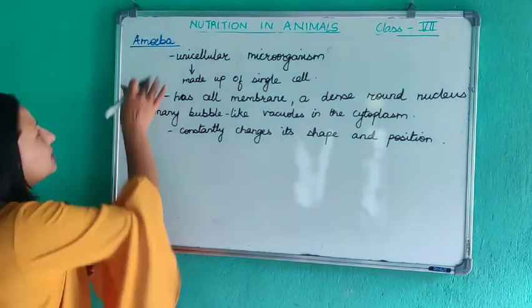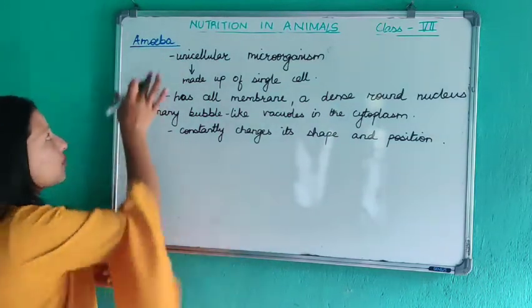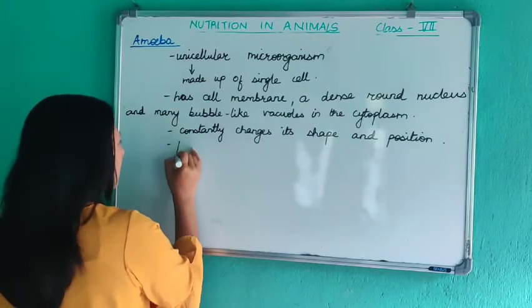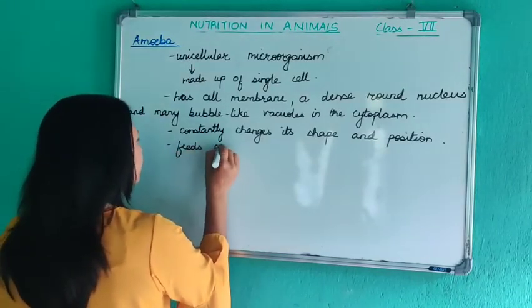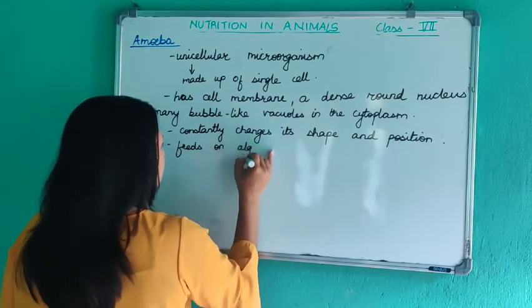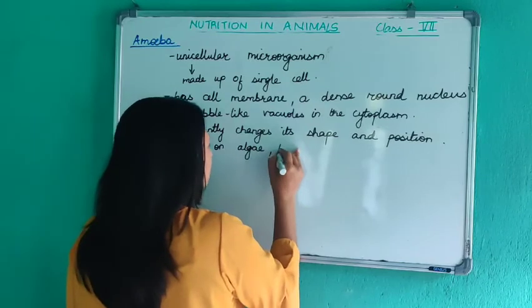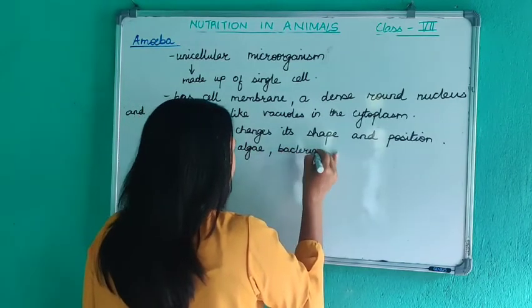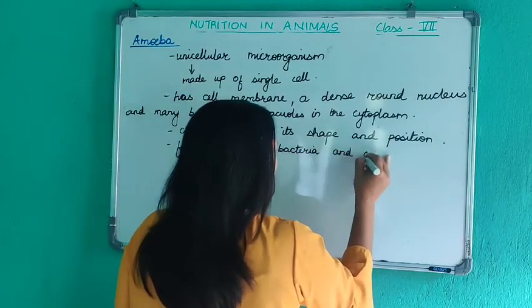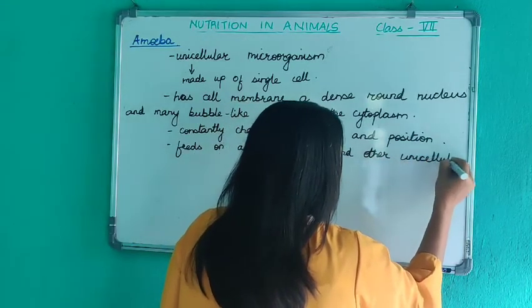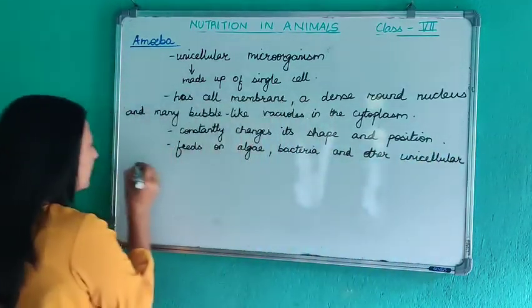Okay, now what does this amoeba eat भन्दाखेरि यसले के खान्छ भन्दाखेरि चाहिँ it feeds on algae. Algae are the small plants that are found inside the pond. Okay, it feeds on algae, bacteria and other unicellular organisms. अरु जस्तै अरु unicellular organisms हुन्छ त्यो पनि उले खान्छ.